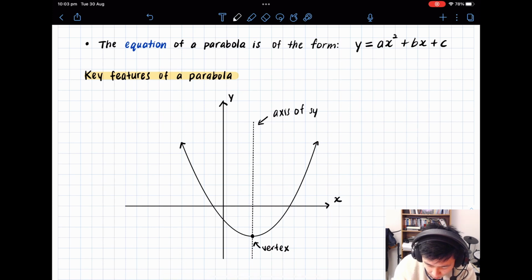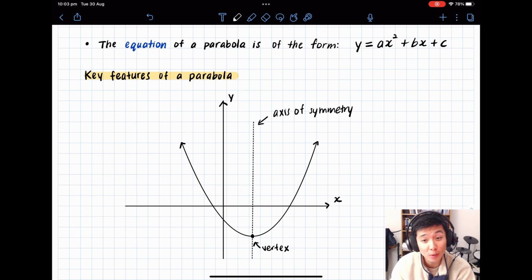As you hear this phrase, axis of symmetry, hopefully you're beginning to notice one really important feature of a parabola: parabolas are symmetrical. Whatever's on the right and whatever's on the left, they're symmetrical. Parabolas are symmetrical, and that's why they have an axis of symmetry.